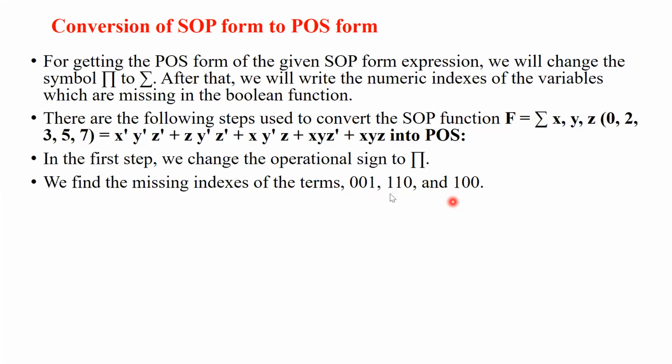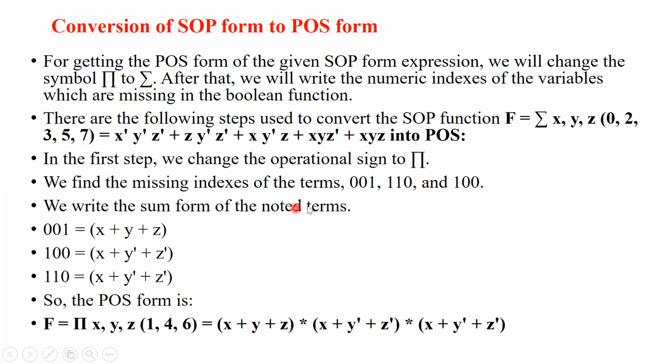Now tell me, from this expression in binary, what will we find first? I want to convert it into product of sum. So first I will have the sum from here. Yes, we write the sum of the noted term. So 0, 0, 1. Now x plus y plus z.